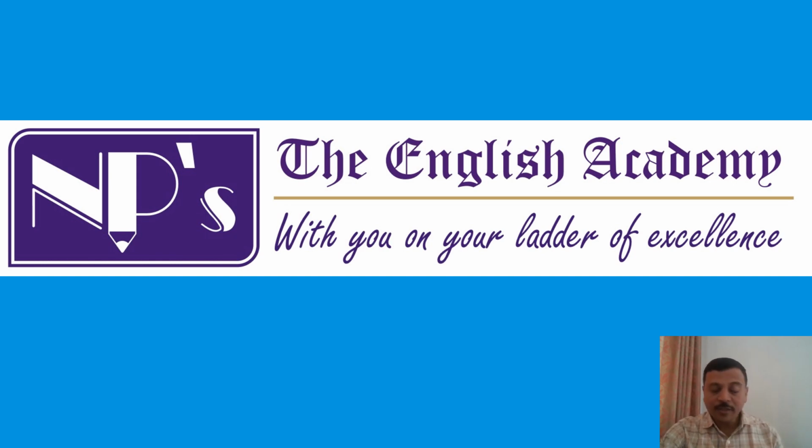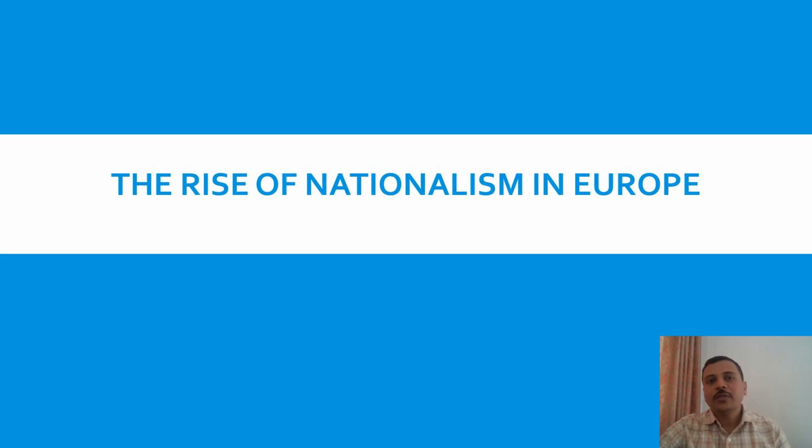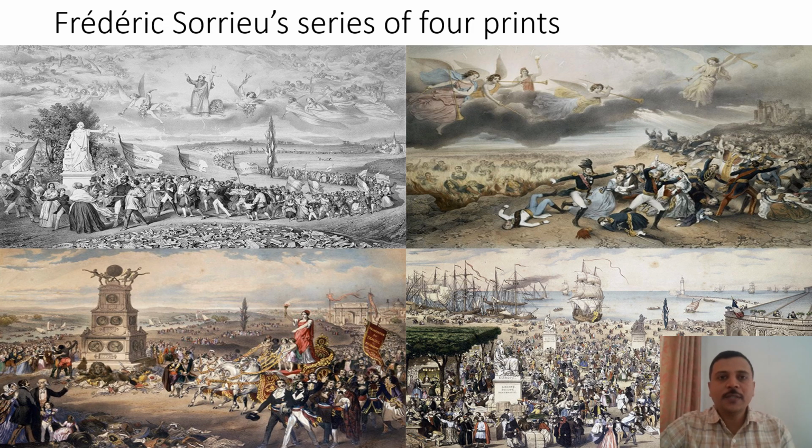In today's session, we are going to talk about the first chapter of your history text, The Rise of Nationalism in Europe. Dear friends, the chapter is quite big, but in today's session, we'll cover only one part of it, that is the painting by Frédéric Sorrieu. So let's talk about this painting.